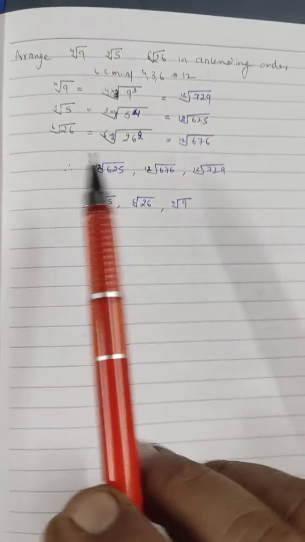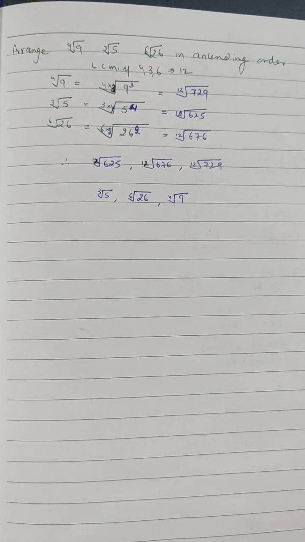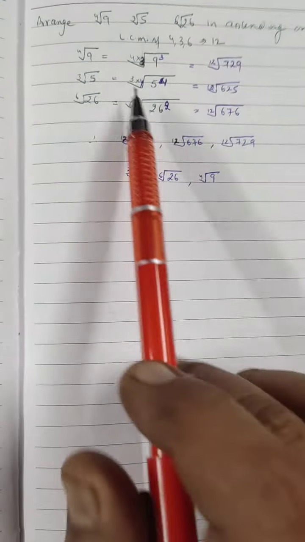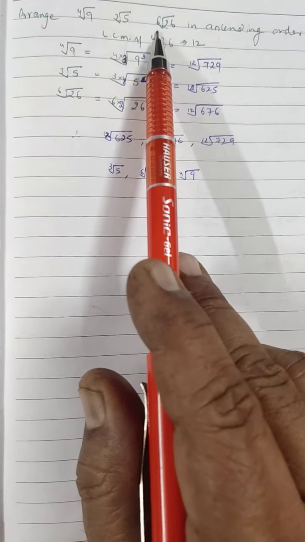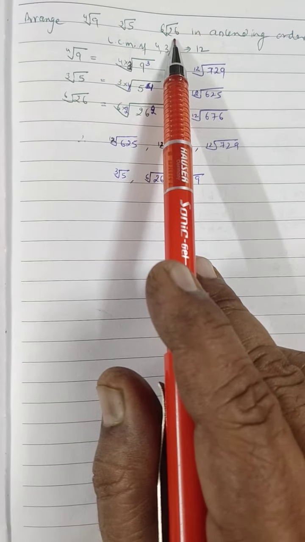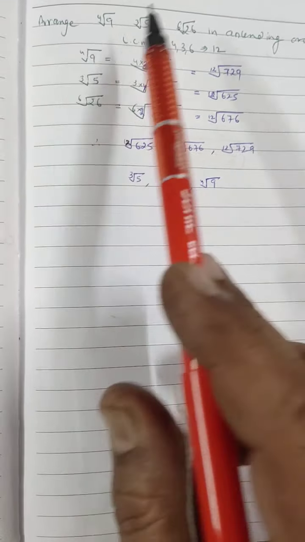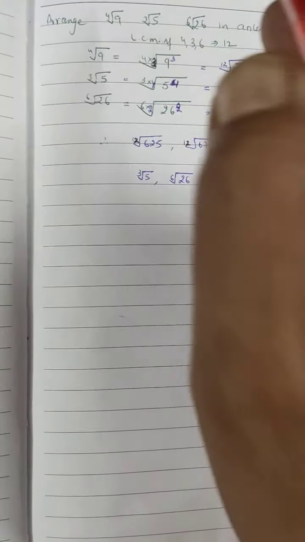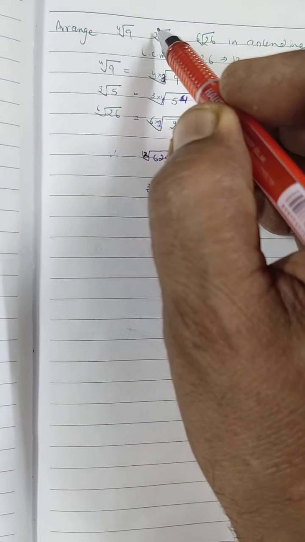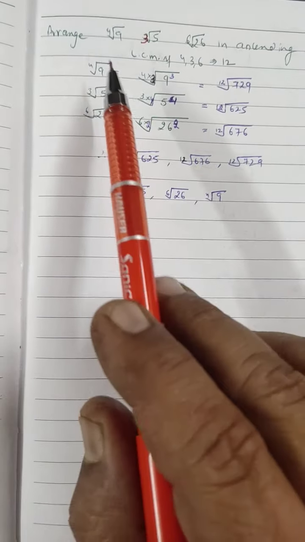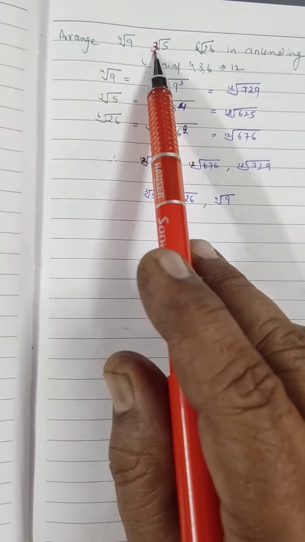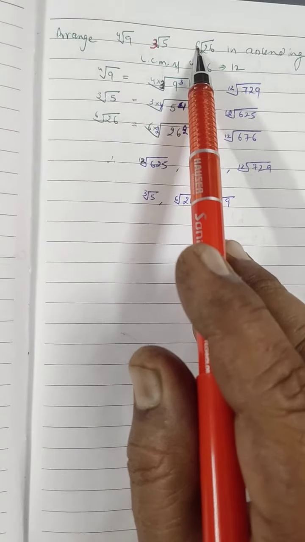In this question, we are going to compare three values. If you can see there, we have the 4th root of 9, the cubic root of 5 and the 6th root of 26. Sorry, it is not the square root, it is the cubic root. So the LCM of 4, 3 and 6 is 12.